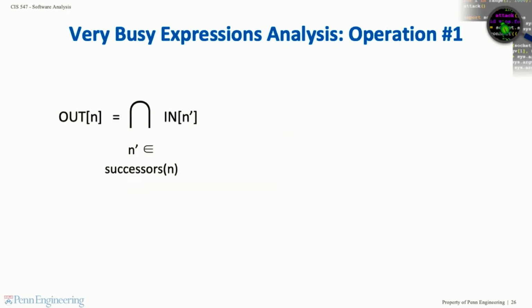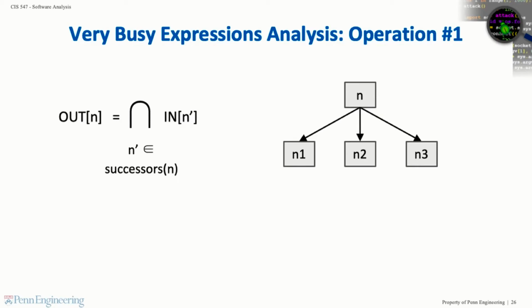Here is the first of the two operations of very busy expressions analysis. This rule states how to compute the set of facts at the exit of a particular node in the control flow graph. We do this by taking the intersection of the sets of expressions at the entry of that node's immediate successors, that is, the intersection of in of n prime for each successor node n prime of n. For instance, suppose node n has three immediate successors n1, n2, and n3.